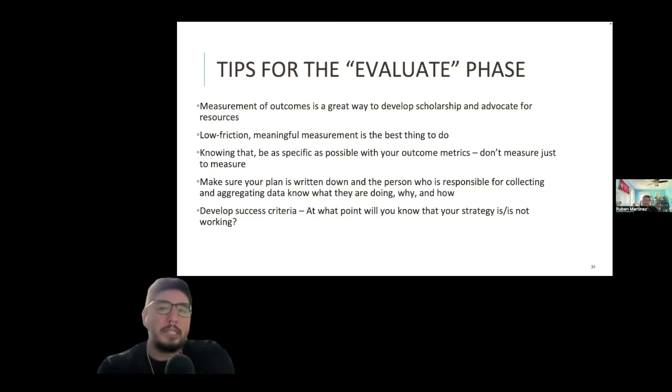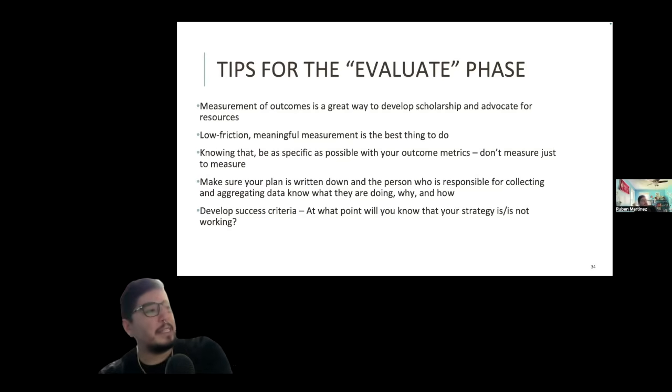And just like with our strategies, make sure your plan is written down and the person who's responsible for collecting and aggregating the data, whether that's data pulls or EHR data captures, knows what they're doing, why, how, and at what frequency. And make sure you monitor that data early to make sure you're getting what you need, because you don't want to get to the end and realize that the data you gathered was not the data you wanted or needed.